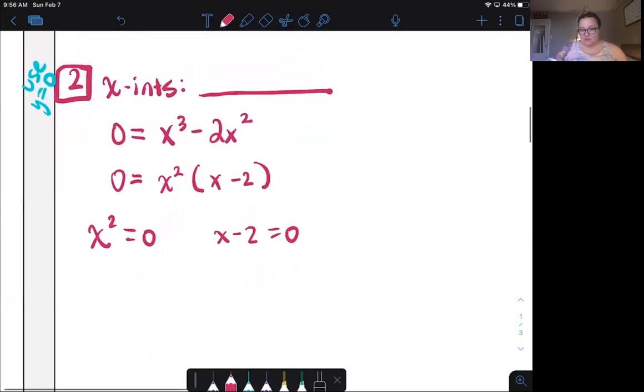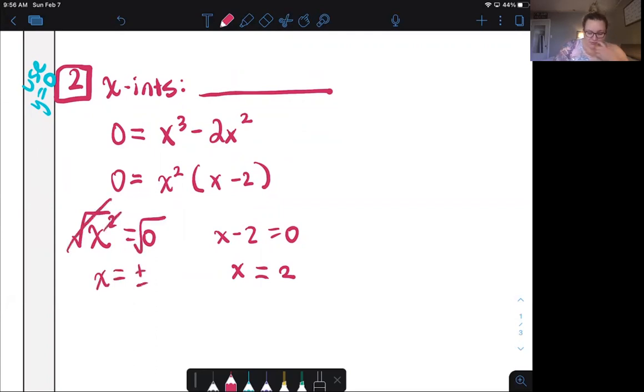So for x minus 2 equals 0, I'm going to add 2 to both sides. I get x equals 2. For x squared equals 0, well, what's squared is 0? We could square root both sides. So then x squared, the square and the square root cancel. The square root of 0 is just 0.